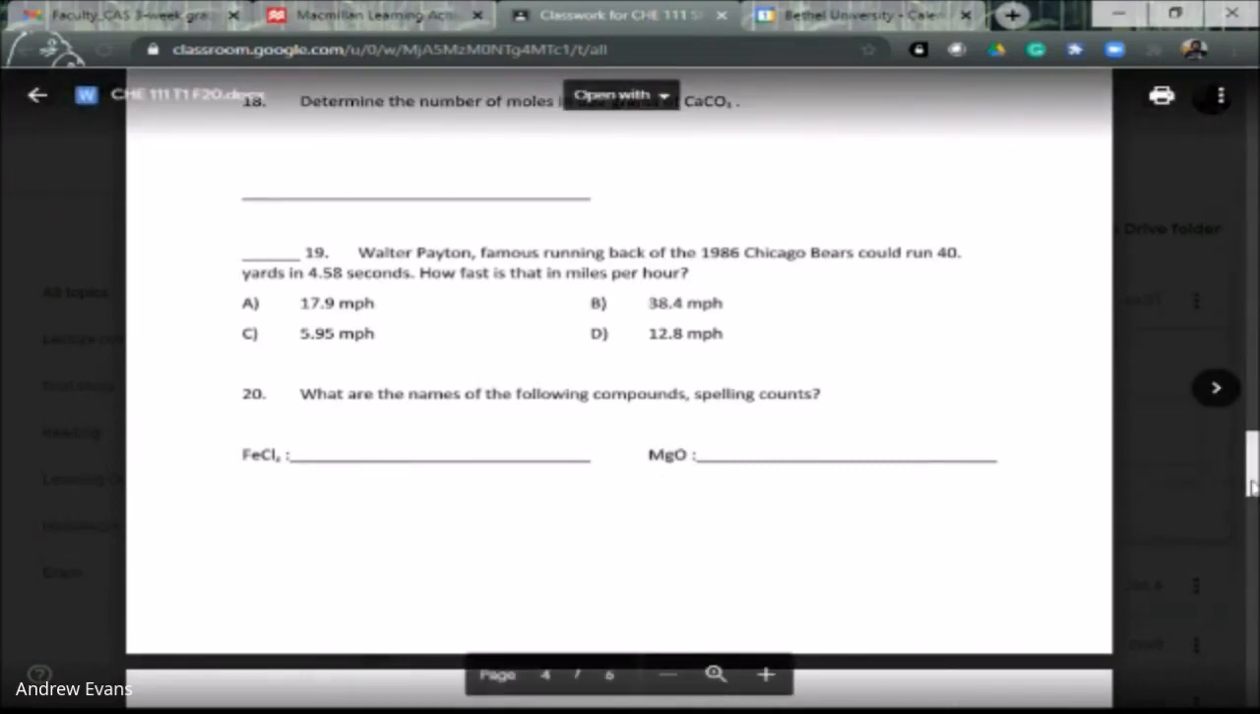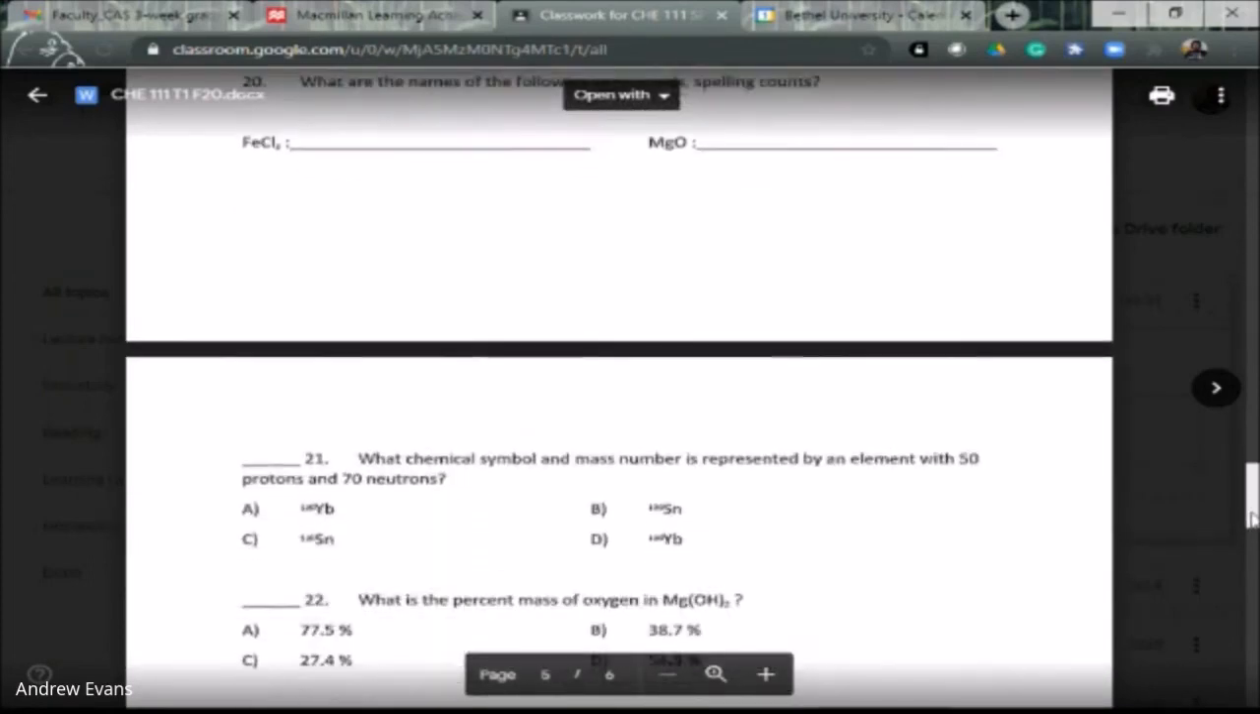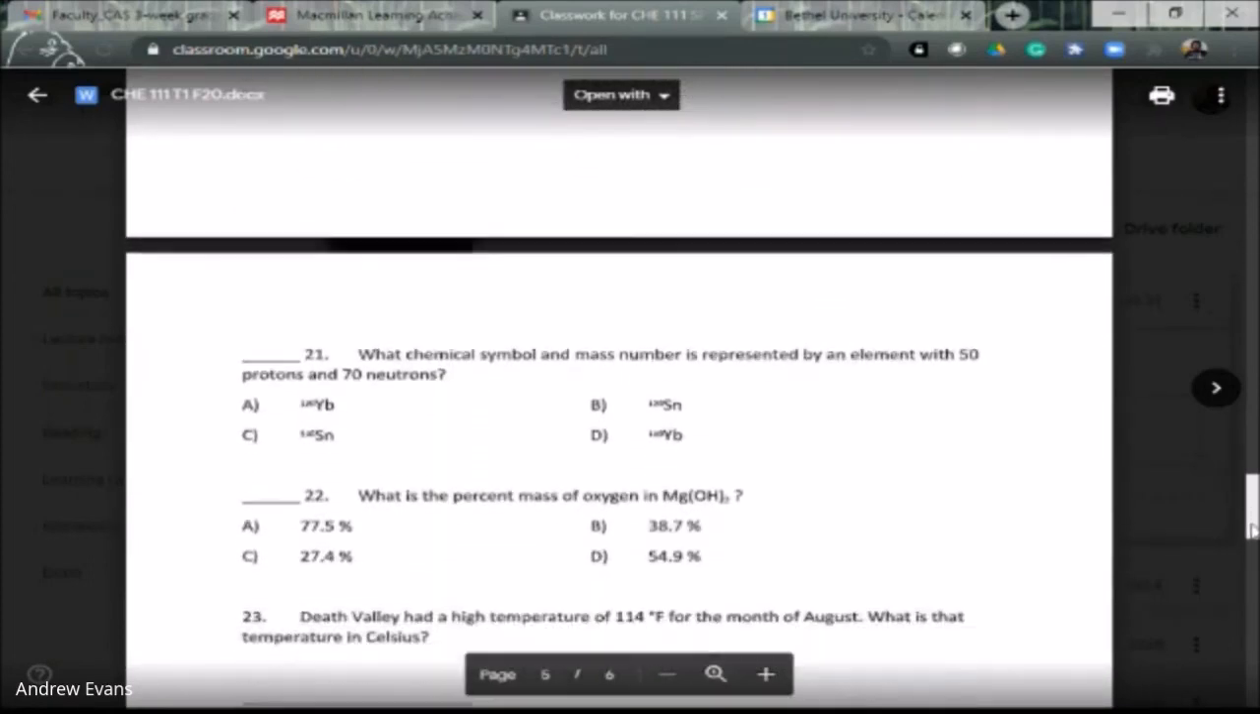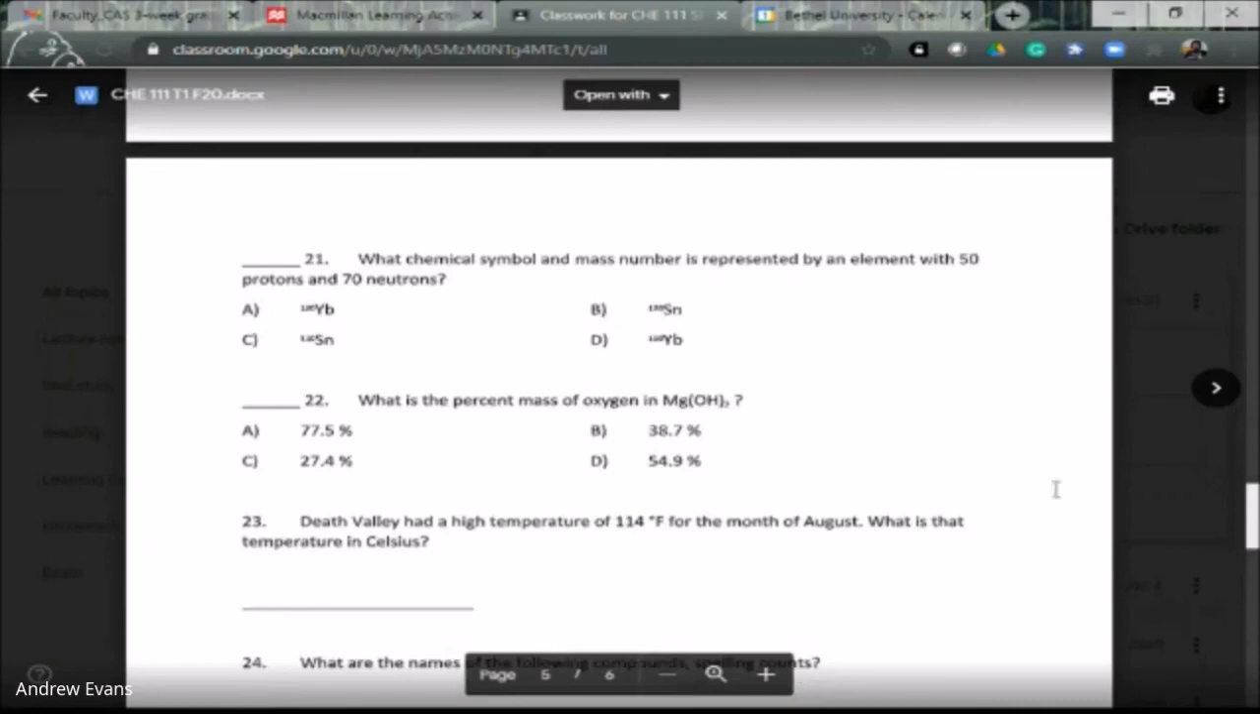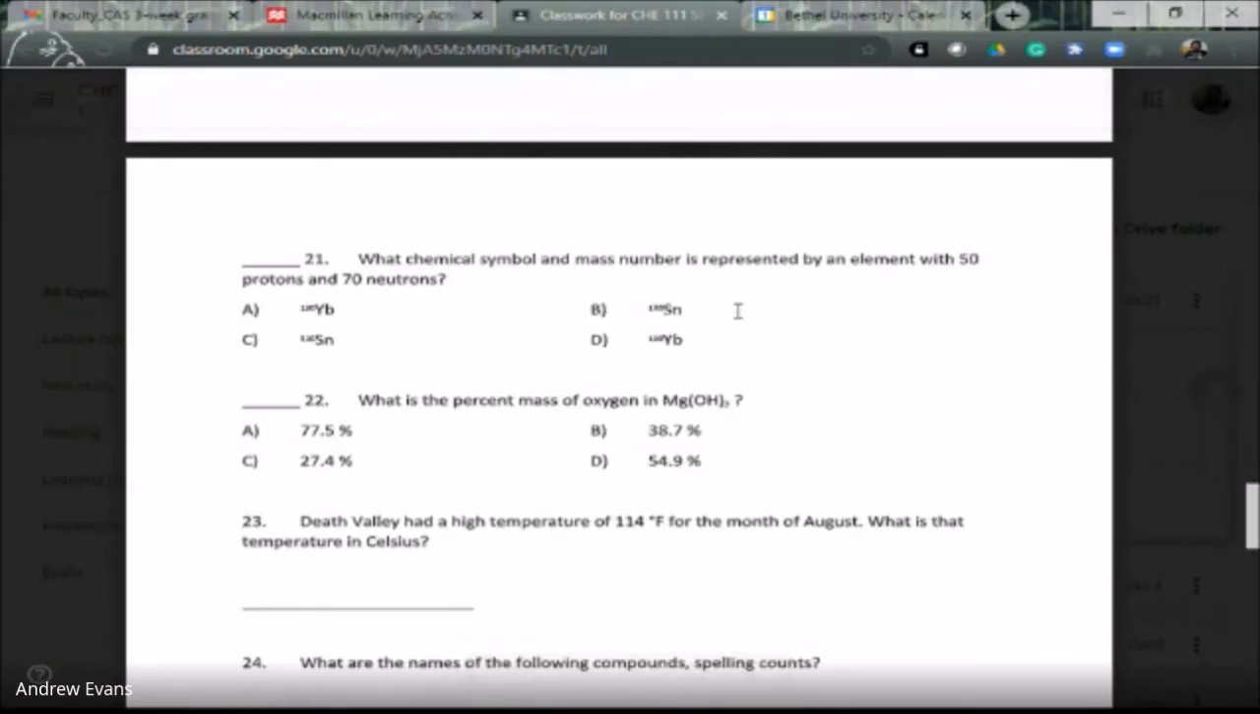MgO, it's ionic. Mg is 2 plus, O is 2 minus, and Mg is in column 2, so it's magnesium oxide. Don't need any fanciness on there. Be able to do this as well. So instead of going proton, neutron, electron, be able to go neutron, electron, proton. Go from one way to the other.